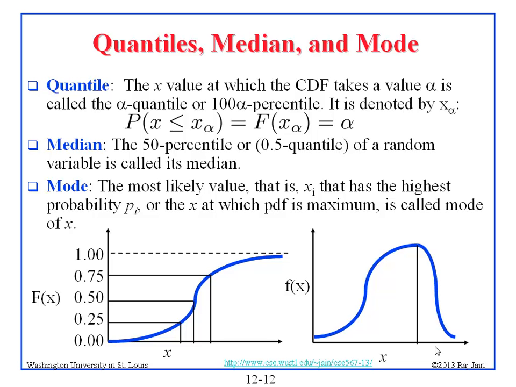And mode is the value at which the density function is maximum. It has nothing to do with this one. Basically, this is the point at which the slope of the distribution function is maximum. You cannot really see the slope that easily, but on this graph you can see it, because this is simply the slope, right? So the maximum point is called the mode. So the mode of x is this value. Alright, so everybody understands now quantile, percentile, quartile, median, mode.